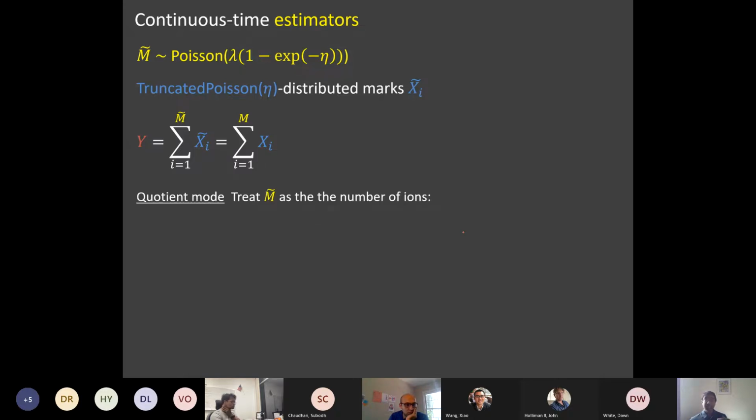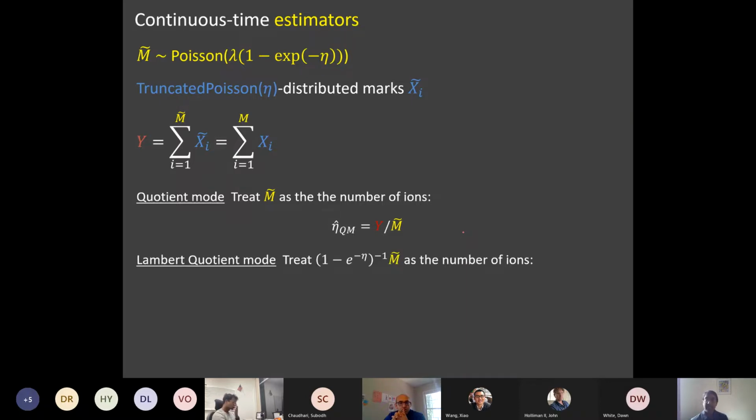Earlier, I introduced the idea of an oracle that tells us the number of incident ions m, in which case y over m is a great estimate of eta. We could just use m tilde as a proxy for m. We call the resulting estimator the quotient mode because it's a simple quotient of observed quantities. And Zeiss used the same name for a similar concept. So then we would estimate eta as y over m tilde.